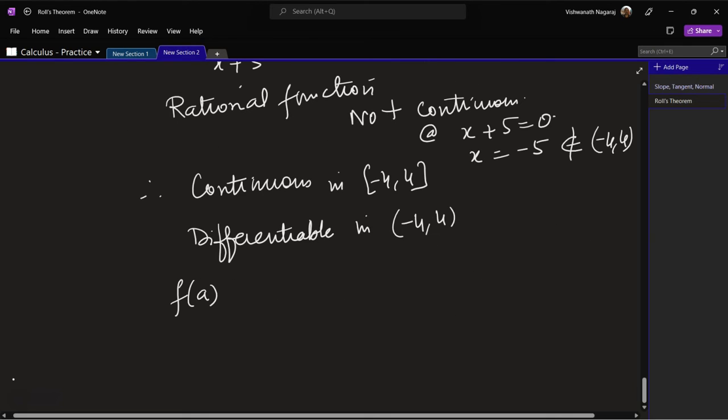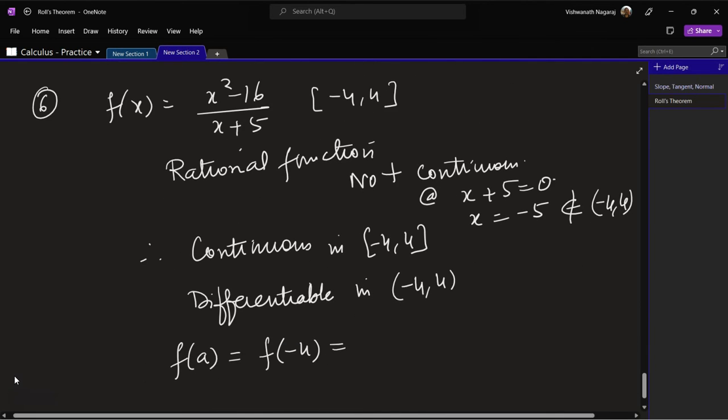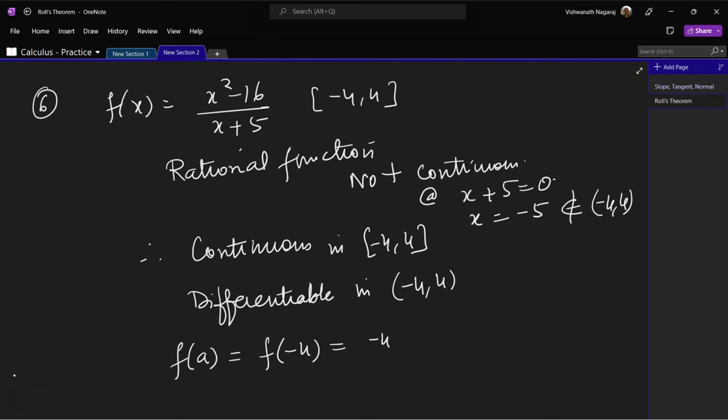Now let's see what is f of a. Now f of a is f of minus 4, which is equal to x square minus 16. So minus 4 square minus 16 by minus 4 plus 5, which gives us 16 minus 16 by 1, which is 0.